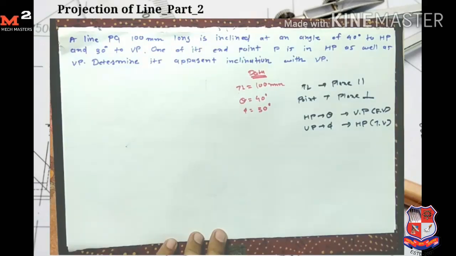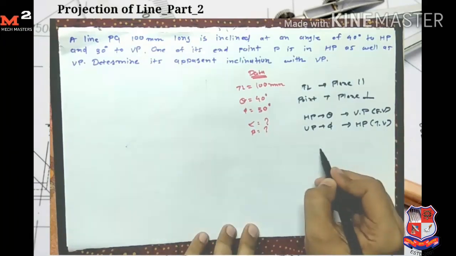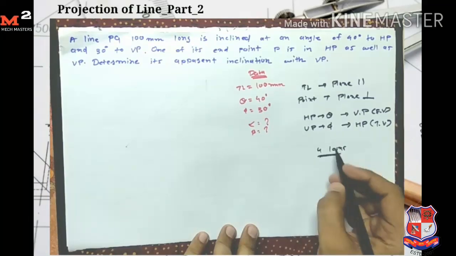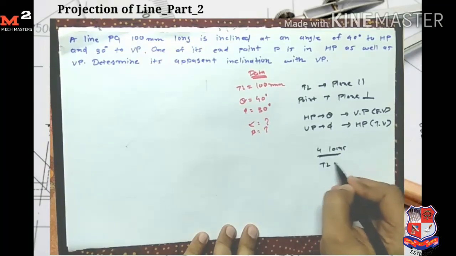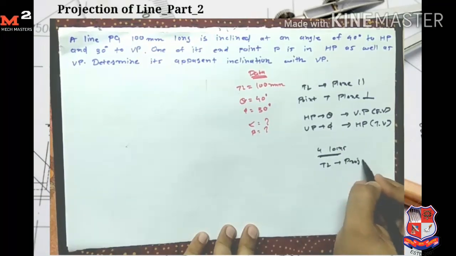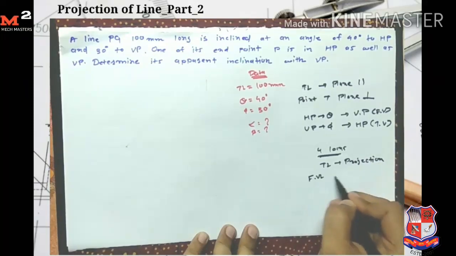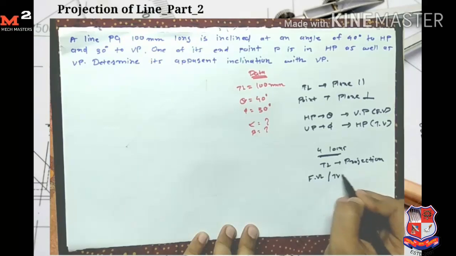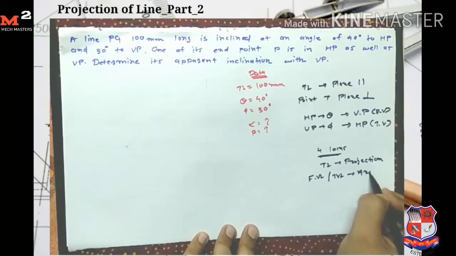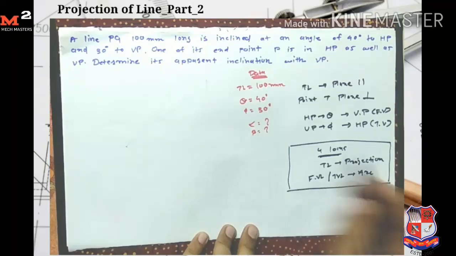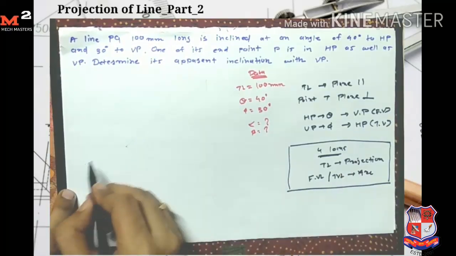So let's start this problem. To solve the problem, first we need to find the four loci. After finding the four loci, from the true length we take the projection, and from the front view length and top view length we draw the arc. These points are important to solve the problem. Now first I draw the reference line here.